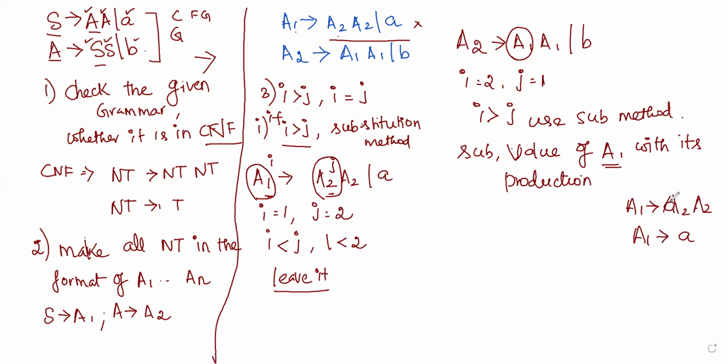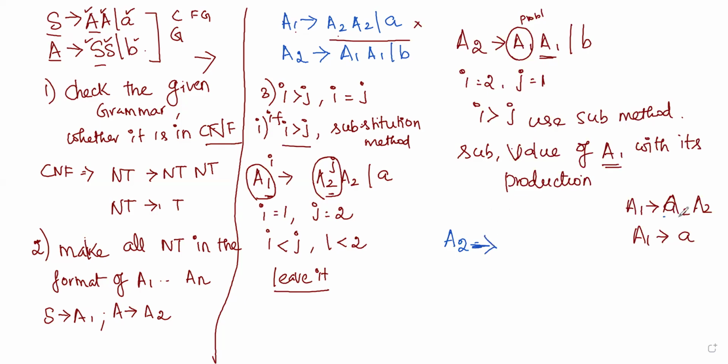Always when you are using the substitution method, represent it in this way and don't leave the second half. A1 gives A2 A2, and also A1 gives A. So don't leave this. Now this is the problematic variable. I have to substitute only this, because the problem occurred in this position only, not in this position. So now I'll write the production.